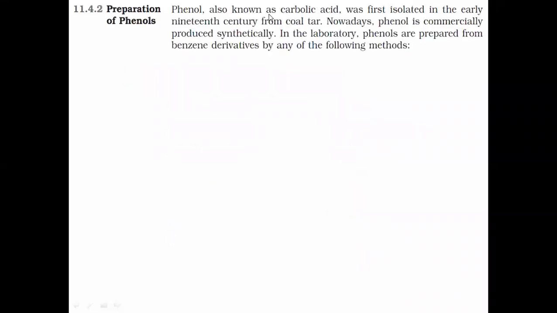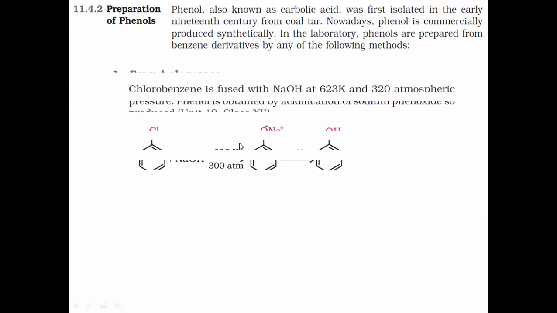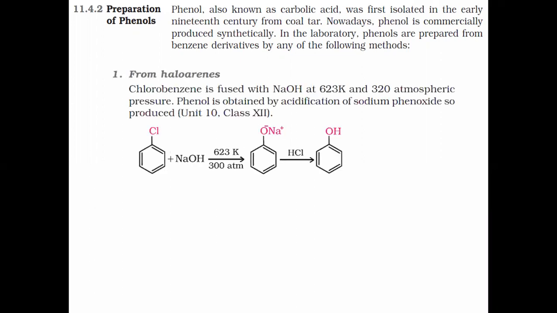So what is the preparation of phenol? Phenol, also known as carbolic acid, was first isolated in the early 19th century from coal tar. Nowadays phenol is produced commercially by synthetic methods. Phenols are prepared from benzene derivatives by several methods. First, from haloarenes: chlorobenzene is fused with sodium hydroxide at 623 Kelvin and 320 atmospheres of pressure.